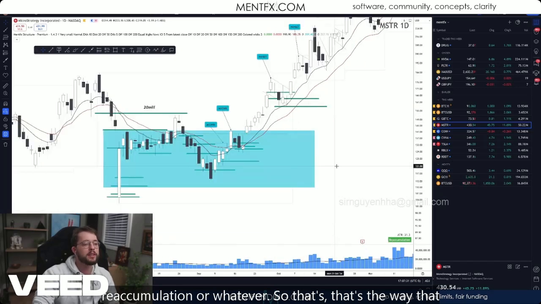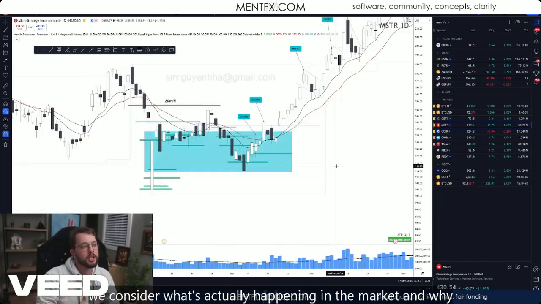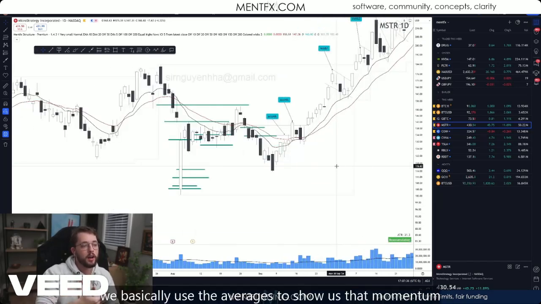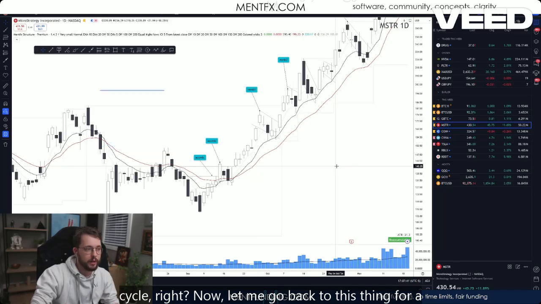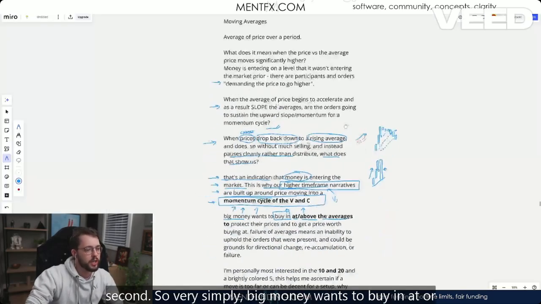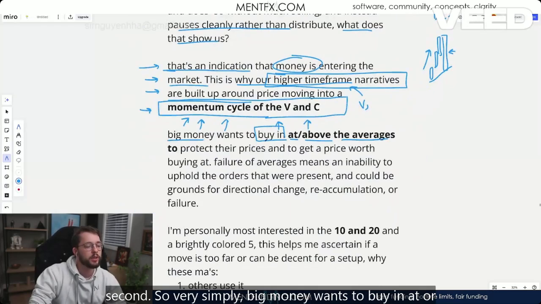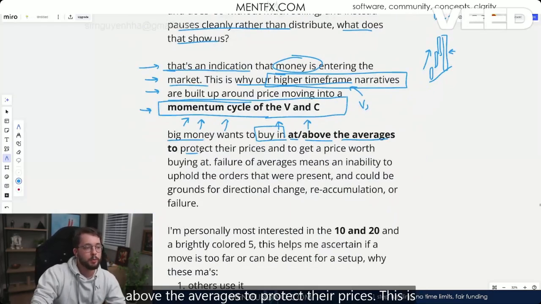So that's the way that we consider what's actually happening in the market, and why we basically use the averages to show us that momentum cycle. Now, let me go back to this thing for a second. So very simply, big money wants to buy in at or above the averages to protect their prices.